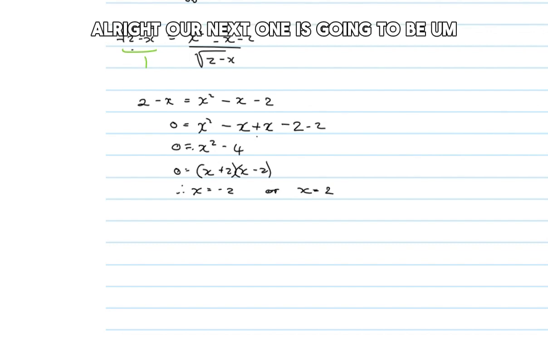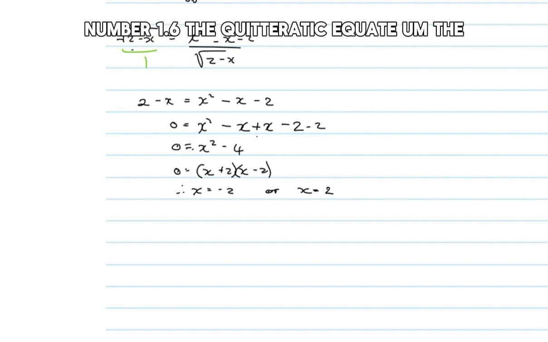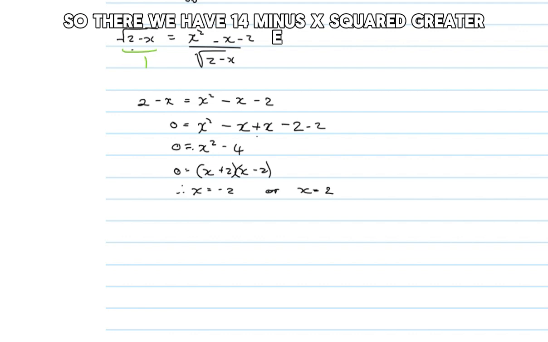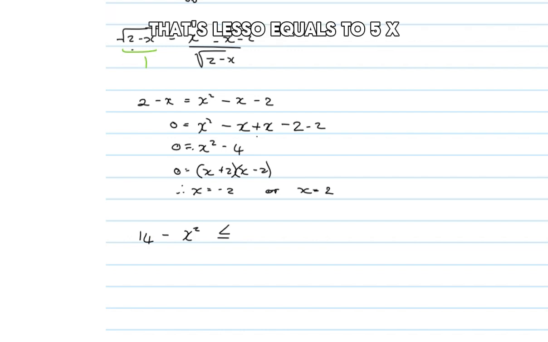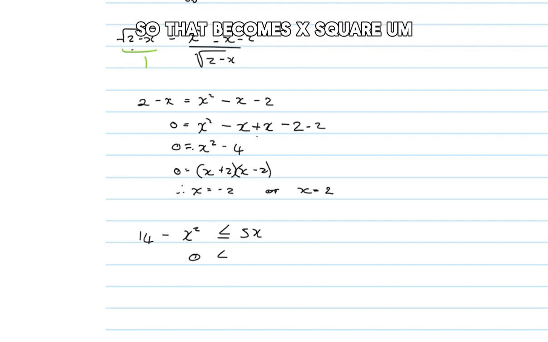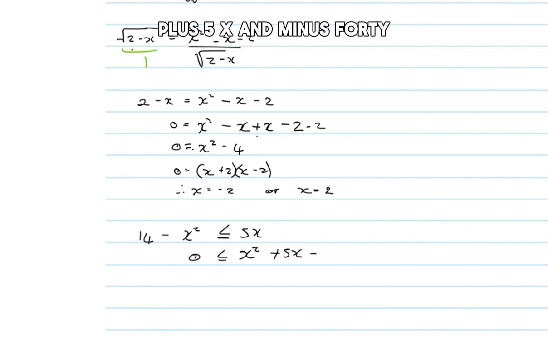Alright, our next one is going to be number 1.6, the quadratic inequality. So there we have 14 minus x squared less than or equal to 5x. So I'm going to take all of the terms to one side, so that becomes x squared plus 5x and minus 14.